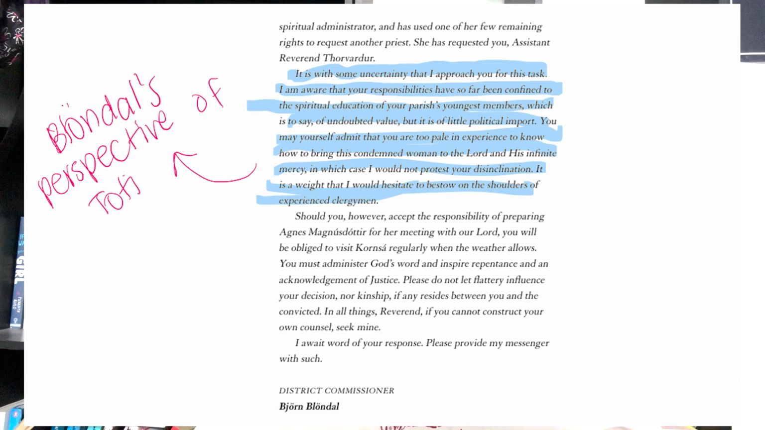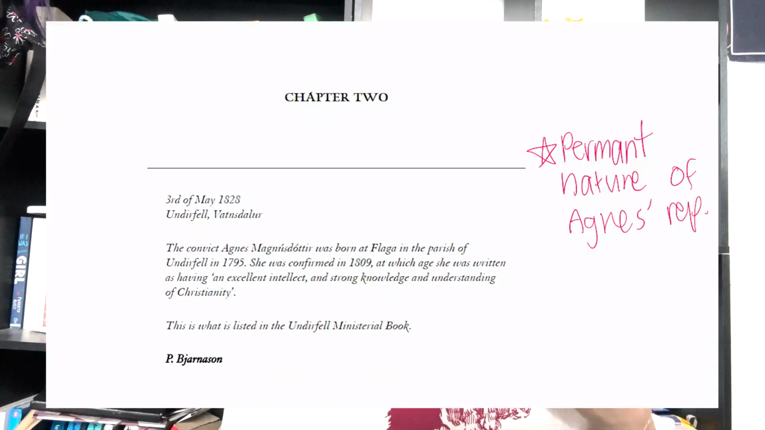So this is just chapter 1 in terms of the historical documents. There is so much here that we can use. Moving on to chapter 2, we have a lot less to talk about because there's a much smaller amount of historical documentation. All we have is a letter from Bjarnason regarding Agnes's faith, I suppose.